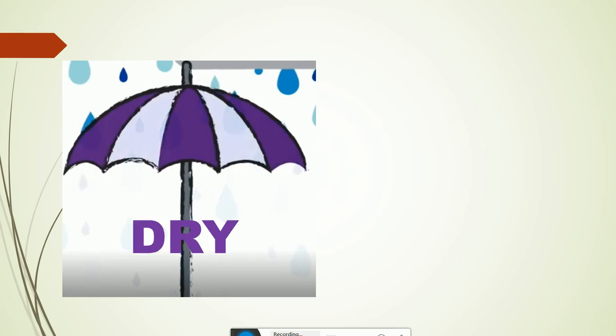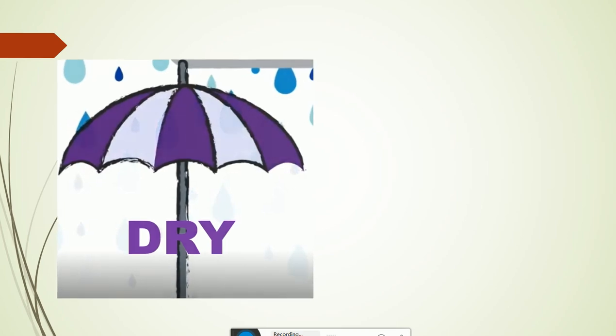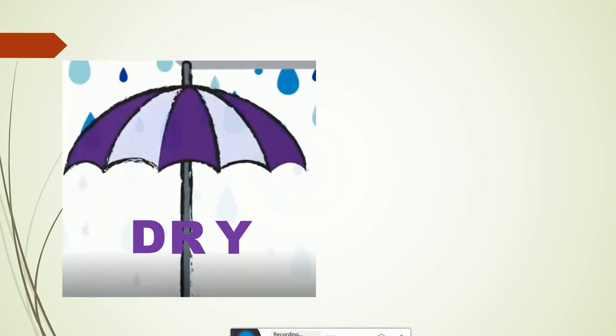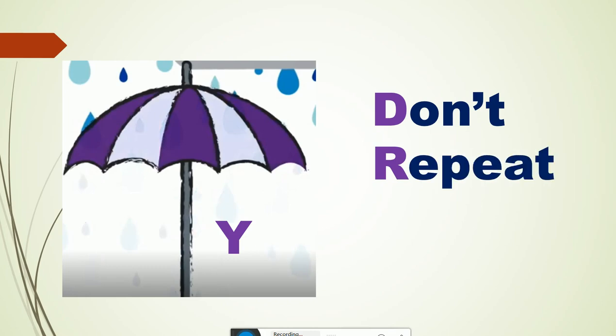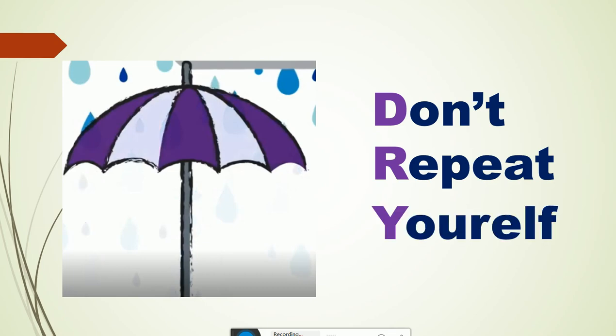Loops are all about keeping your code DRY. Now, what do we mean by DRY? DRY means don't repeat yourself. Loops allow you to not repeat yourself.